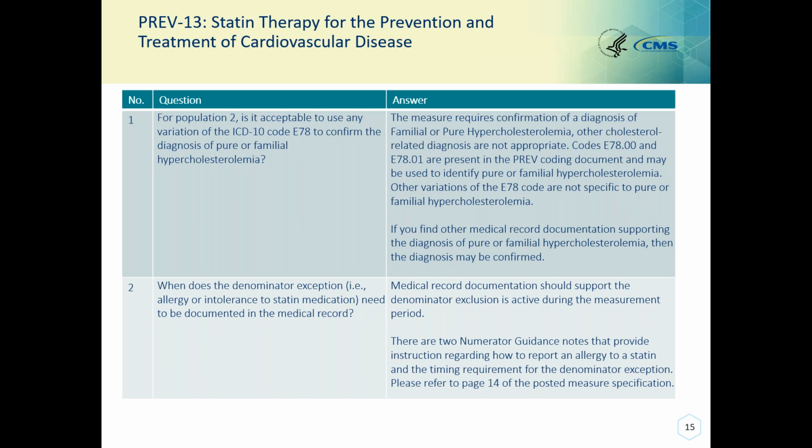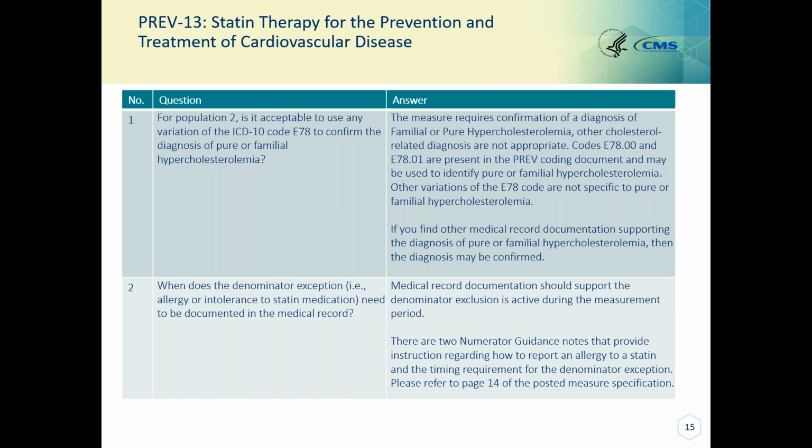Other cholesterol-related diagnoses are not appropriate. The E78.00 and E78.01 codes are present in the PREV coding document and may be used to identify the pure or familial hypercholesterolemia. Other variations of the E78 code are not specific to those types of hypercholesterolemia. If you find other medical record documentation supporting the diagnosis of pure or familial hypercholesterolemia, then the diagnosis may be confirmed.